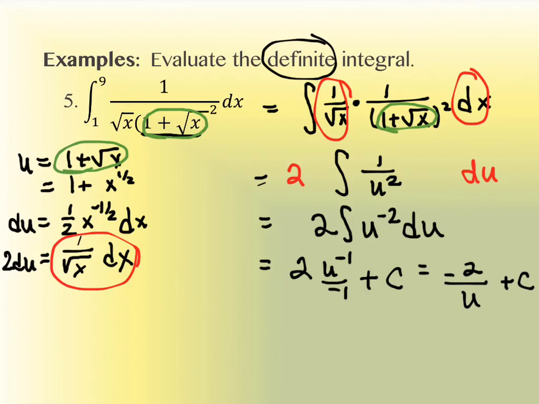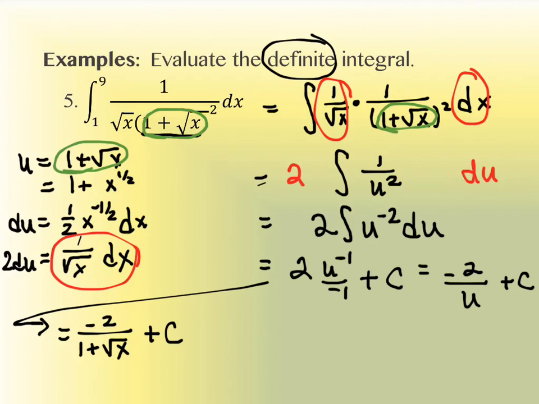I need some more space, so I'm moving it. But u wasn't how the problem started. The problem started with x, right? Okay, so I'm going to come over here for some more space. This is actually equal to negative 2 over 1 plus square root of x. And then normally we would have plus c. Now I don't actually need any plus c's in this particular problem. Why?